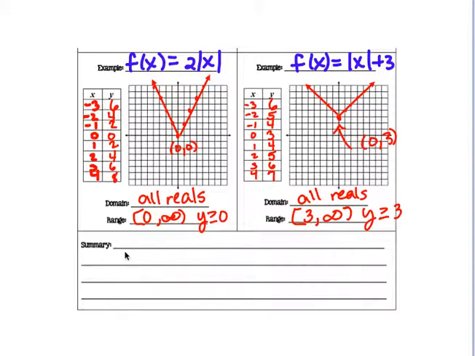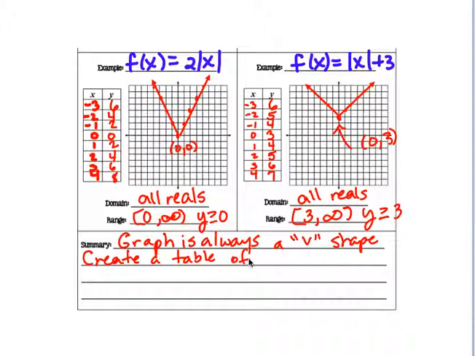So in summary, what you need to know for this is the graph of an absolute value is always going to be a V shape. And to graph it, you want to create a table of values. And make sure when you do have your table of values that you include positive and negative x's.